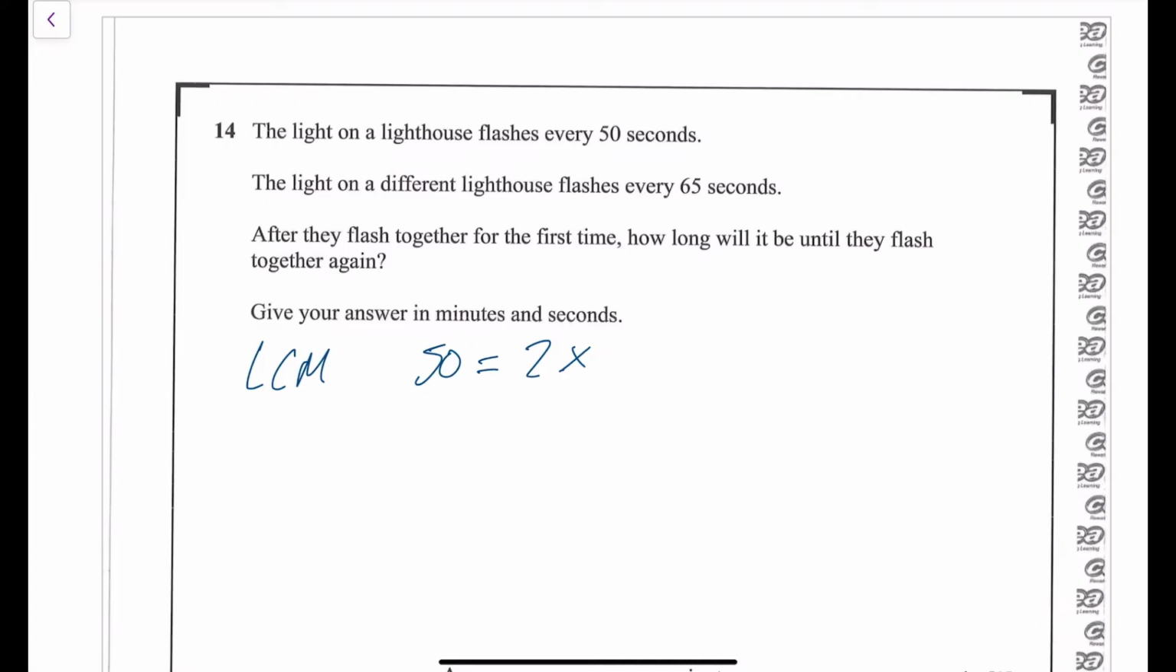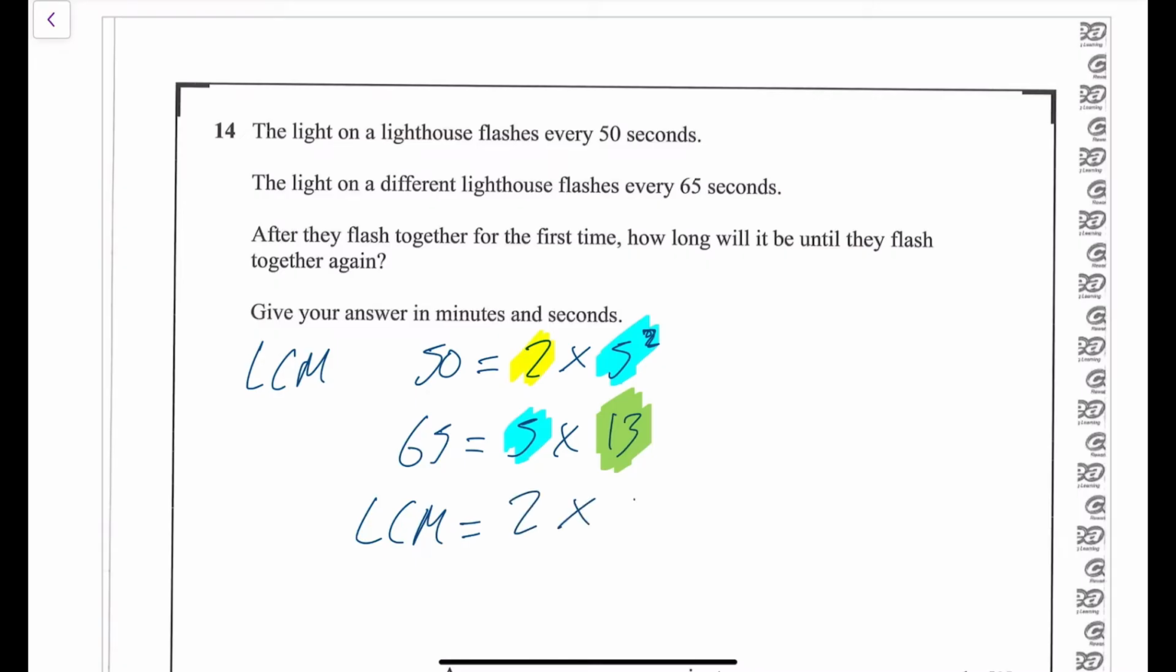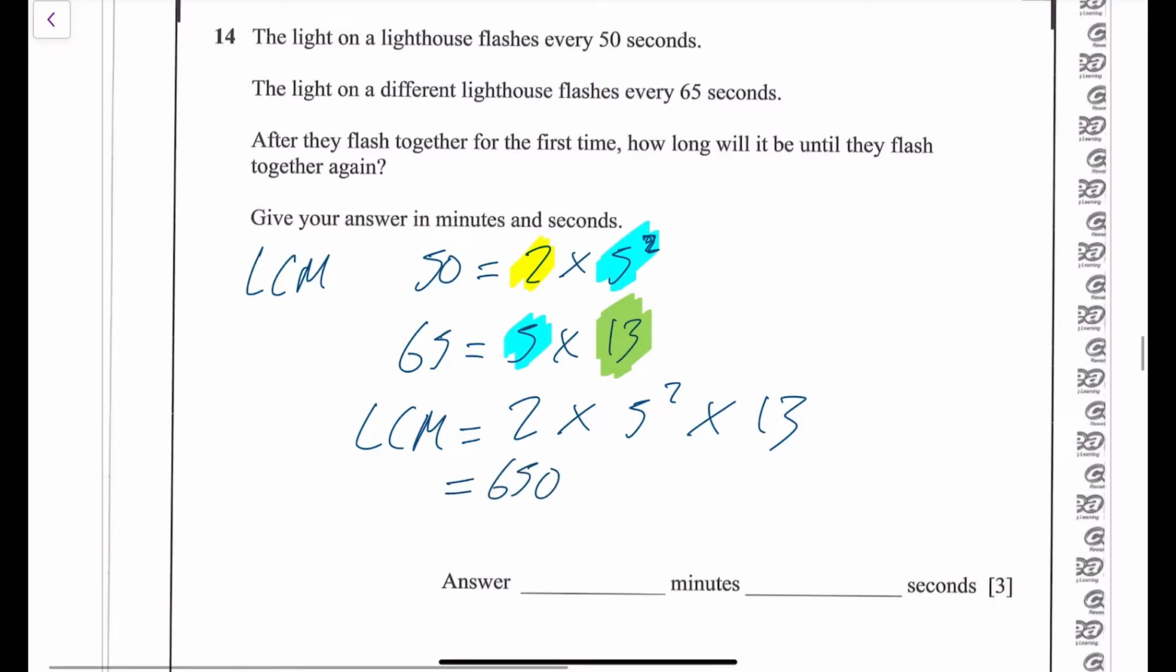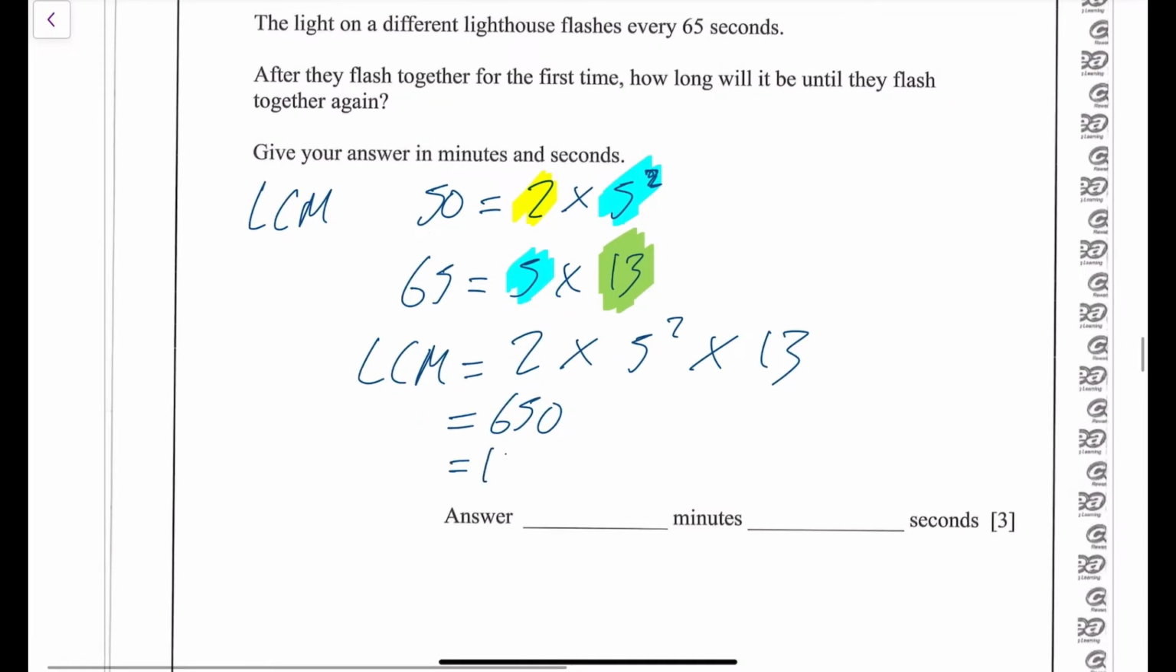So do the product of prime factors of 50, which is 2 times 5 squared. Your 65 then will be 5 times 13. And for your LCM, take the biggest of each kind of thing. You've got 2's, powers of 5's, and 13's. The biggest of 2 or no 2's is 2. The biggest of 5 squared or 5 is 5 squared. The biggest of 13 or no 13 is 13. And that works out to be 650, which is the same as 10 minutes and 50 seconds.